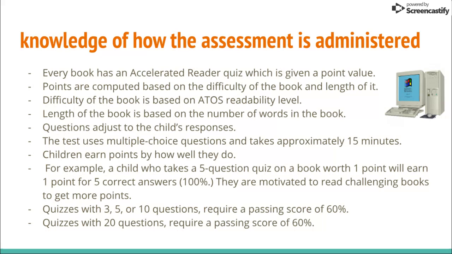Children earn points by how well they do. For example, a child who takes a 5-question quiz on a book worth 1 point will earn 1 point for 5 correct answers at 100%. They are motivated to read challenging books to get more points. Quizzes with 3, 5, or 10 questions require a passing score of 60%. Quizzes with 20 questions require a passing score of 60%.